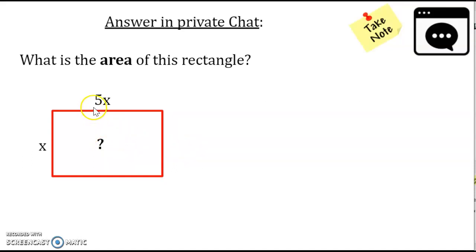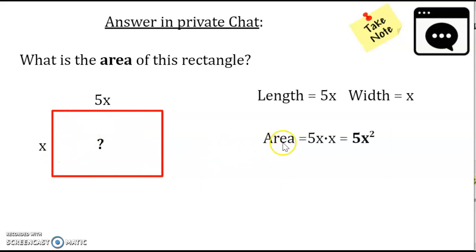What about this? What if I was told the length is 5x here and the width is x? Again, to find the area, we just multiply length times width. So the area is 5x times x, which is 5x squared.